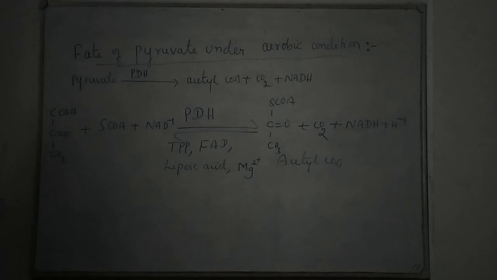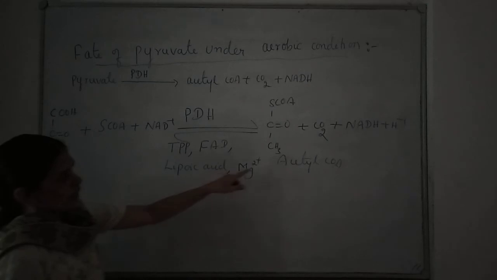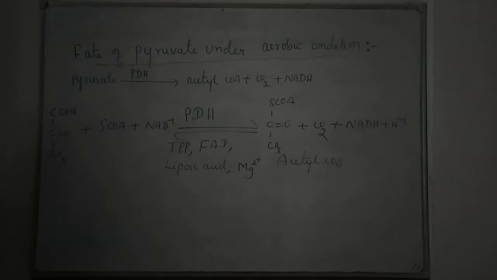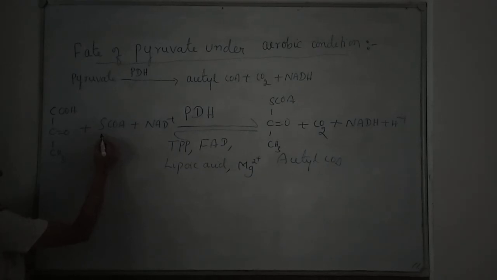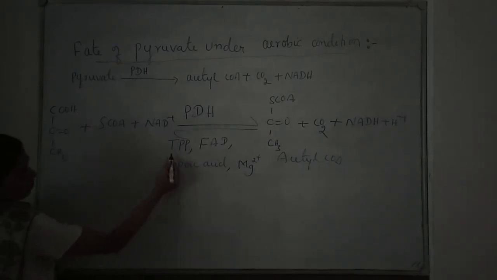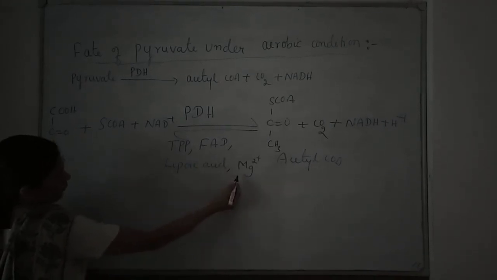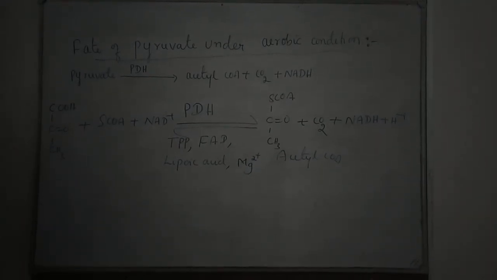Let me repeat this reaction again. Pyruvic acid combines with CoA and NAD to form acetyl-CoA and carbon dioxide. NAD is reduced to NADH plus H plus. The reaction is catalyzed by pyruvate dehydrogenase complex. This enzyme is also known as a multi-enzyme complex because it requires the coenzymes CoA, NAD, TPP, FAD, that is flavin adenine dinucleotide, lipoic acid, and the cofactor magnesium. That is why it is known as a multi-enzyme complex. And this reaction is known as the link reaction between glycolysis and the TCA cycle.